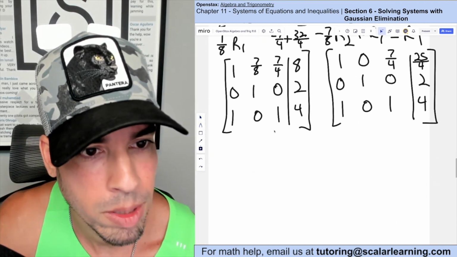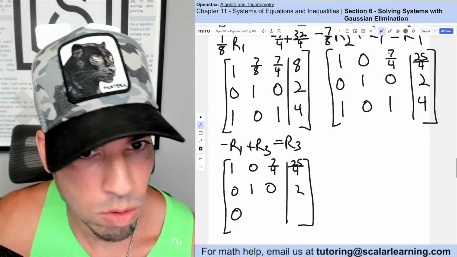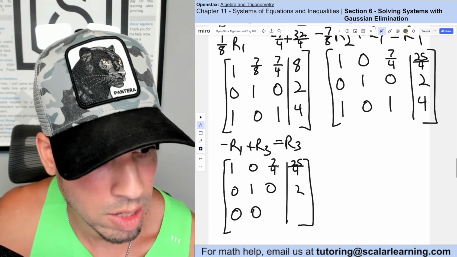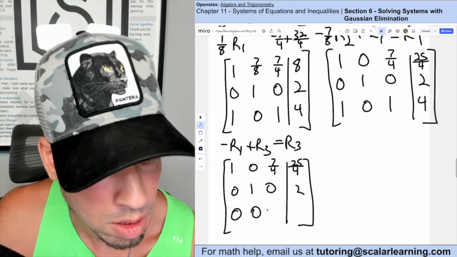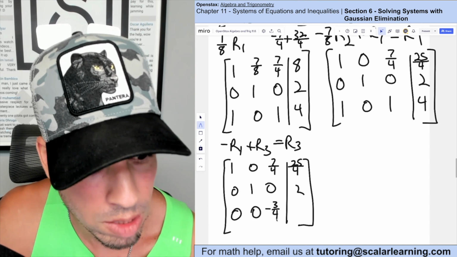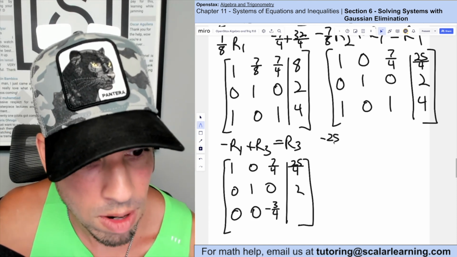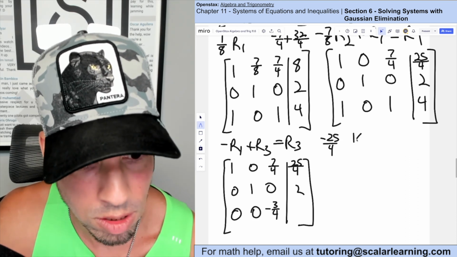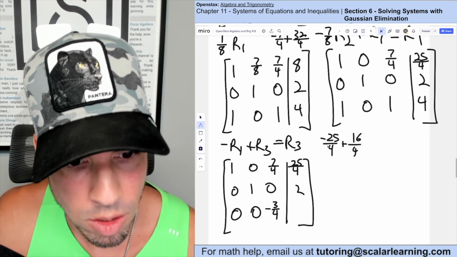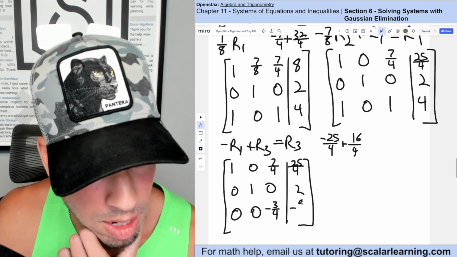So let's make a little room here. So we got negative 1 plus 1 is 0. 0 plus 0 is 0. Negative 7 fourths plus 1 is negative 3 fourths. And then negative 25 fourths plus 4, which is 16 fourths. And you add those together and it's negative 9 over 4.